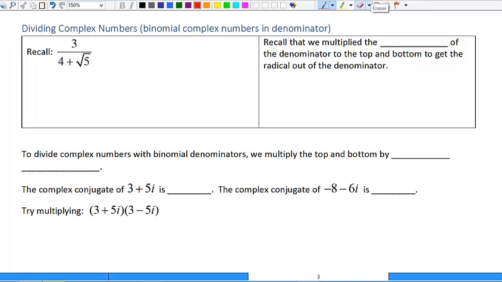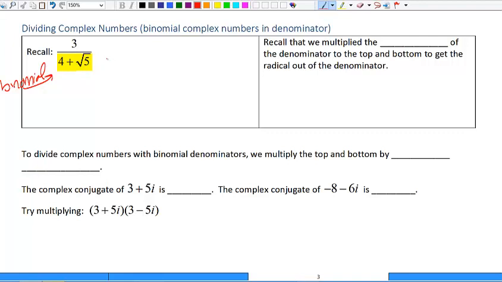Our next type is going to be dividing complex numbers with binomial complex numbers in the denominator. So to remind you how to do that, we're going to redo a problem that we've done similar in the past with a radical in the denominator. Again, notice this is a binomial, which means we can't use the method above.